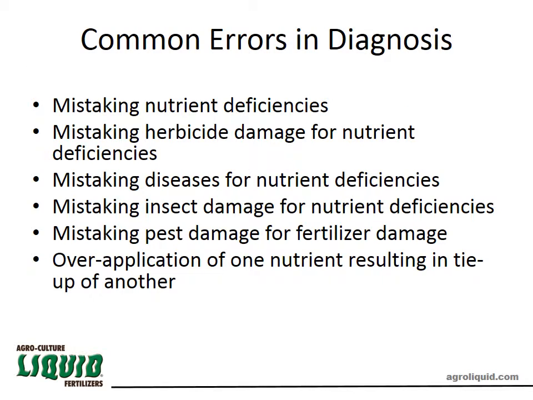Here's a list of common errors people make when diagnosing nutrient deficiencies in the field, and I will discuss all these further as we move along in the presentation. First, we have mistaking nutrient deficiencies, meaning one nutrient for the other. We also see people mistaking herbicide damage for nutrient deficiencies, diseases, insect damage, pest damage for fertilizer damage, and then the over-application of one nutrient that results in the tie-up of another.